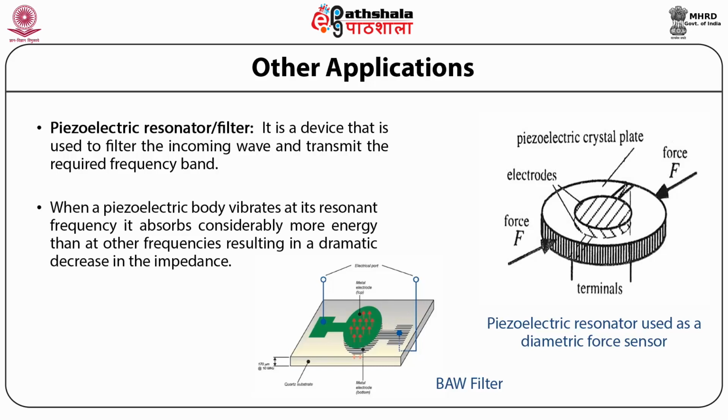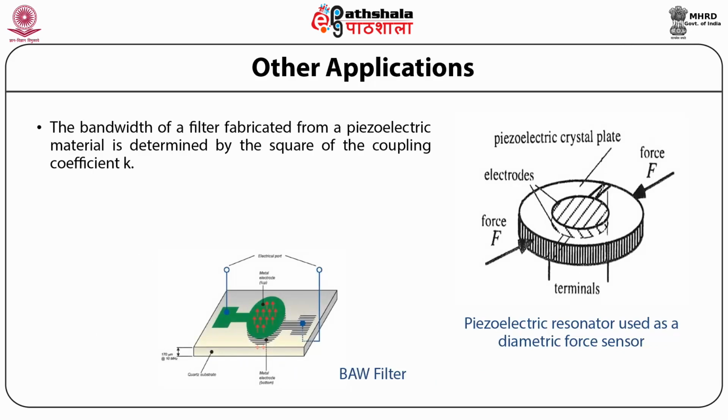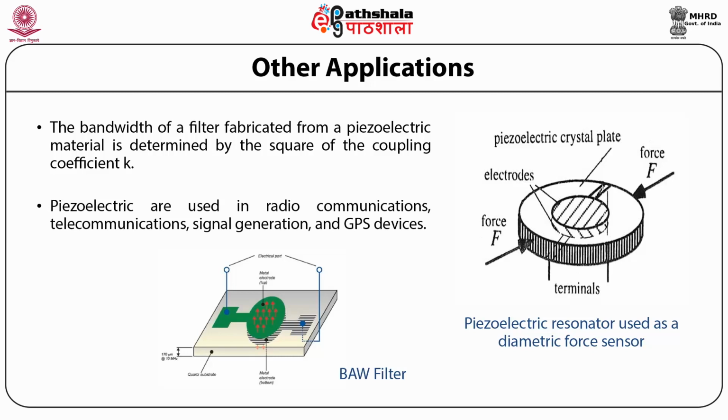When a piezoelectric body vibrates at its resonant frequency, it absorbs considerably more energy than at other frequencies, resulting in a dramatic decrease in the impedance. This phenomenon enables the piezoelectric materials to be used as a wave filter. The bandwidth of a filter fabricated from a piezoelectric material is determined by the square of the coupling coefficient K. The piezoelectric materials can be found today in radio communications, telecommunications, signal generation, and GPS devices.